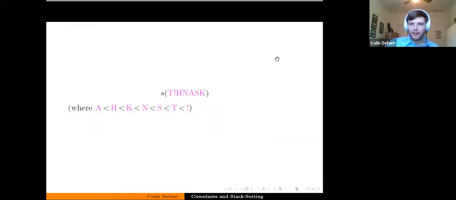Usually when I give a talk about stack sorting, I define it with a stack and these letters go in and out of the stack at the end. But here you can just imagine that you recursively apply the stack sorting map to the letters and they're ordered in this way.